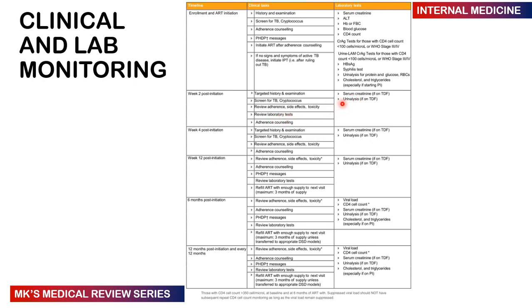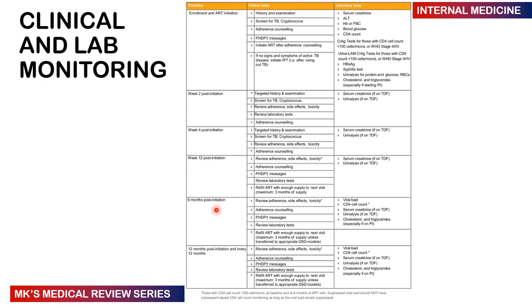We do the same thing at week 4. We do the same thing at week 12. It is a bit different on the clinical aspect, but the lab results will pretty much be the same. So we review adherence and side effects and toxicity, adherence counseling. Then, of course, review any lab tests. We refill the ART with enough supply for the next 3 months. So the maximum that you can give is 3 monthly visits, 3 months. Then, of course, it's 6 months.